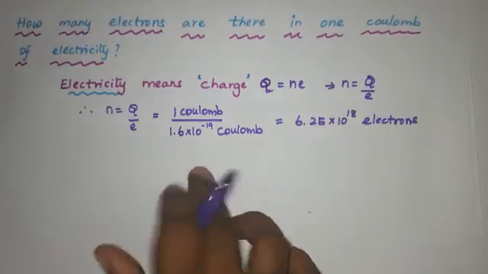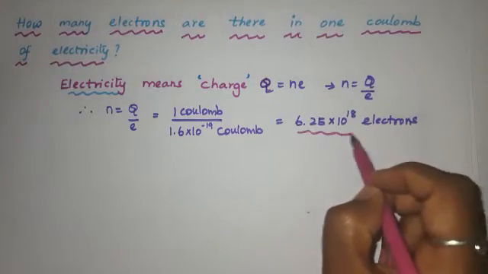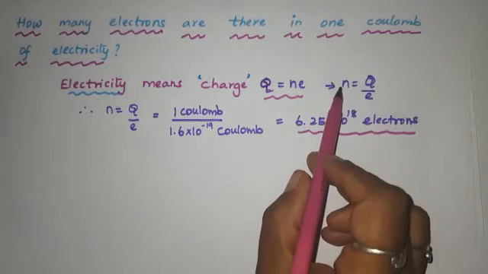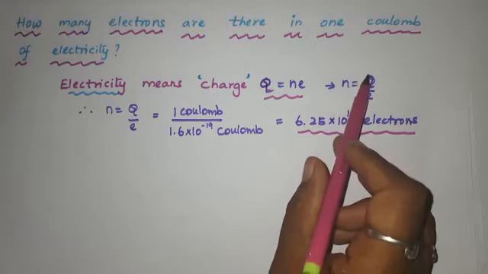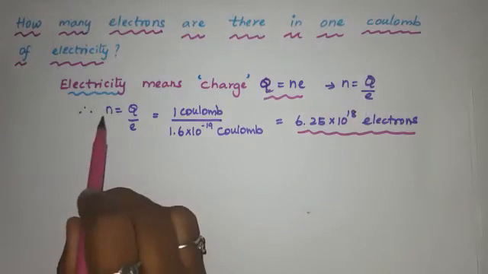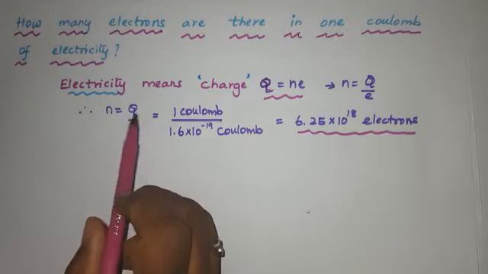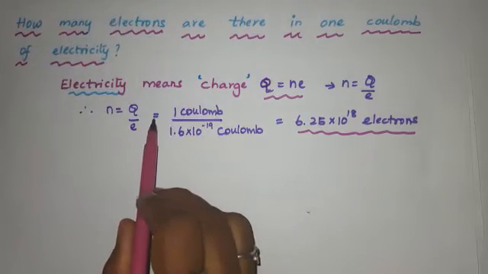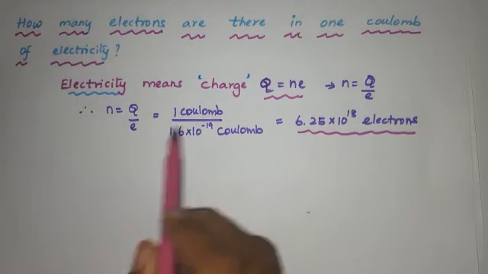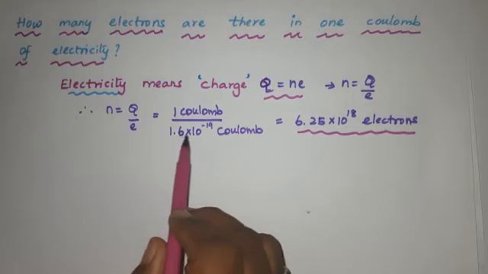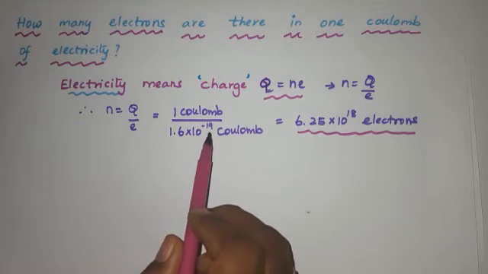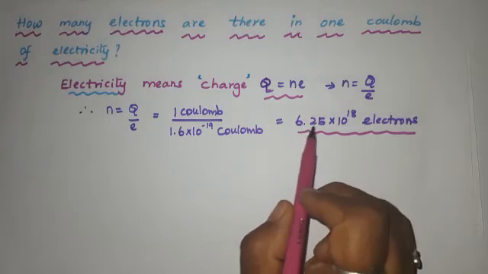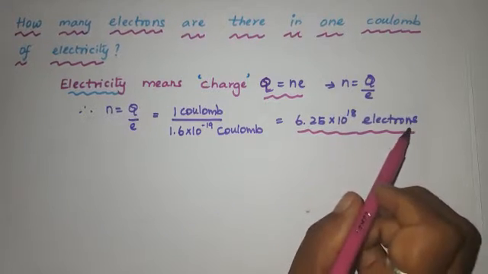So you may observe that we got this answer by using the formula Q is equal to Ne. We are finding N from this: N is equal to Q by e, which is 1 coulomb of electricity. Q is the charge, 1 coulomb, divided by e, 1.6 into 10 power minus 19 coulomb. If you substitute this, we'll get 6.25 into 10 power 18 electrons.